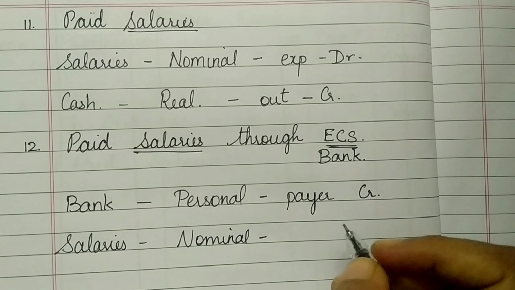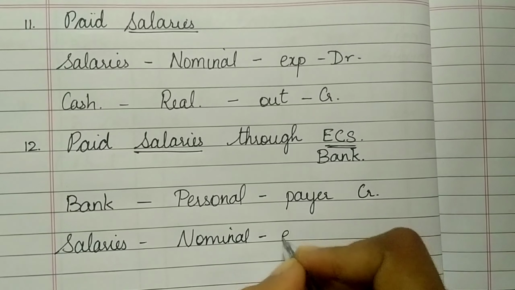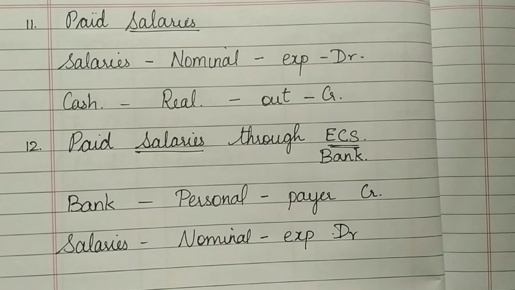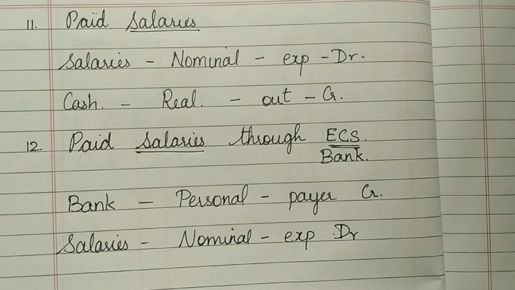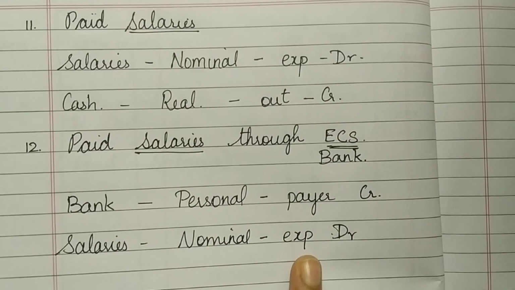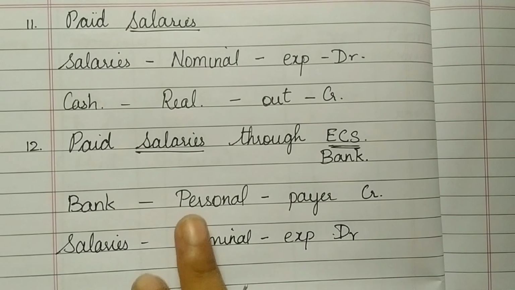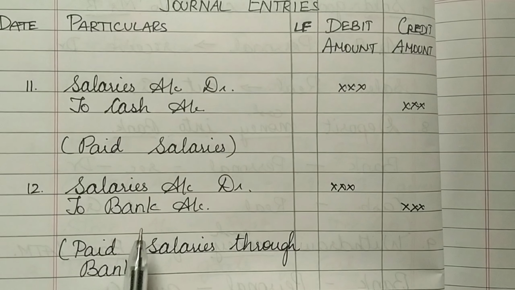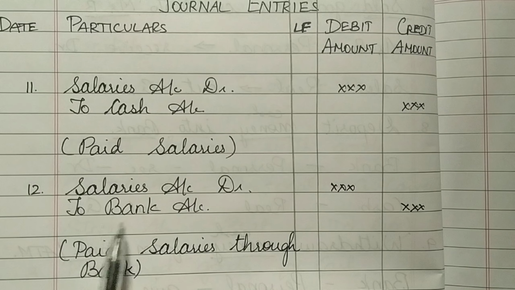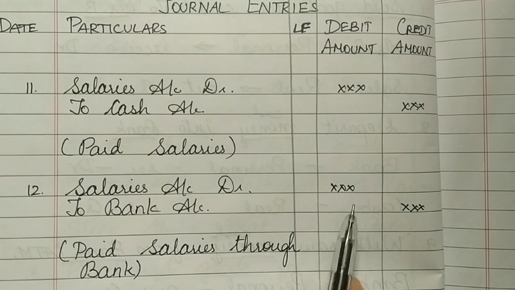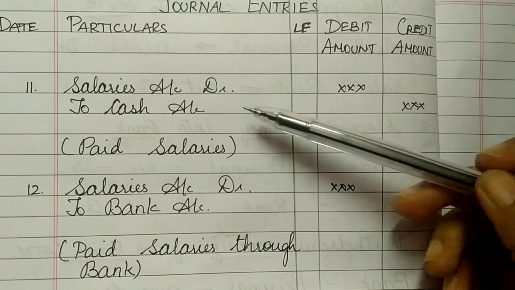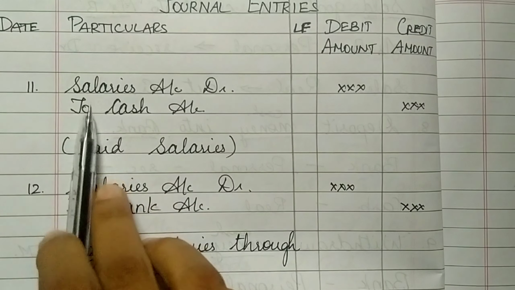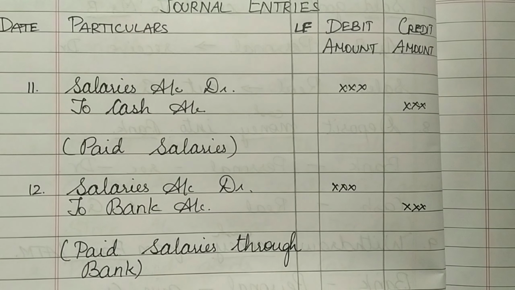According to the nominal account rule, debit all expenses and losses, credit all incomes and gains. So since salaries is an expense which we are going to spend on, salaries is going to be debited. So salary is debit, bank is credit. So journal entry is salaries account debit to bank account. So paid salaries through bank and the amount is recorded. So the difference between the previous one and this one is, it's paid through cash, so to cash account. This is paid through bank, so to bank account.